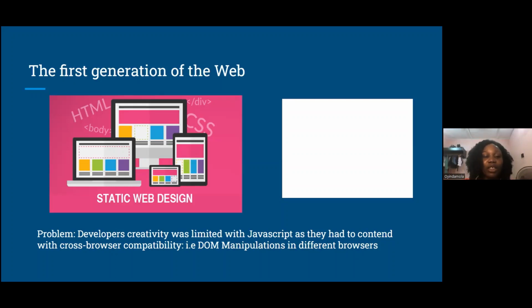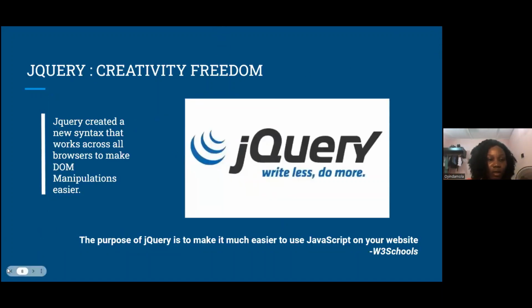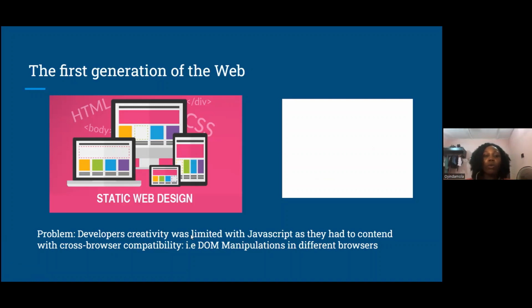The first generation of the web was static. It was almost like a newspaper. You go there for information, and at the end of the day, just read. There was nothing you could do with it. You just go there to consume information. So the problem with this is that developers' creativity was limited with JavaScript.